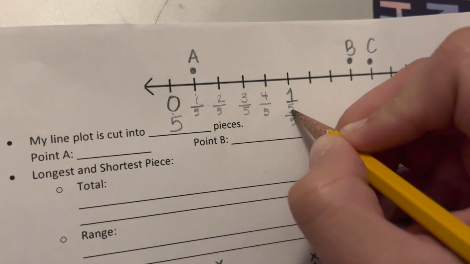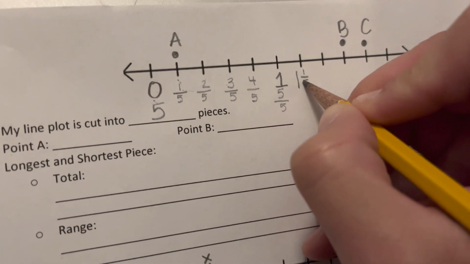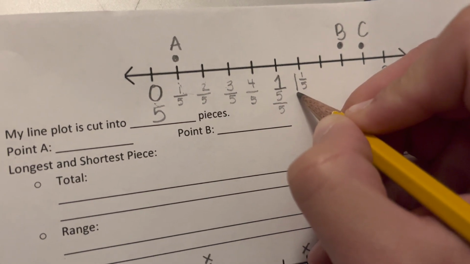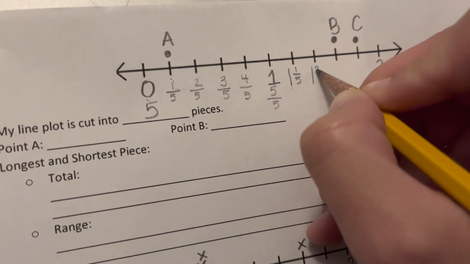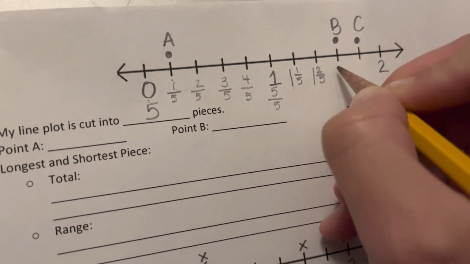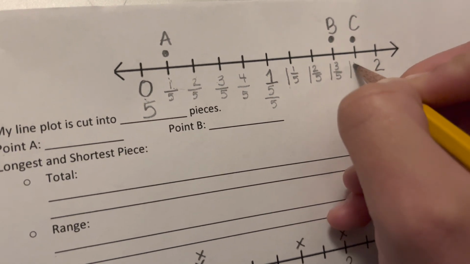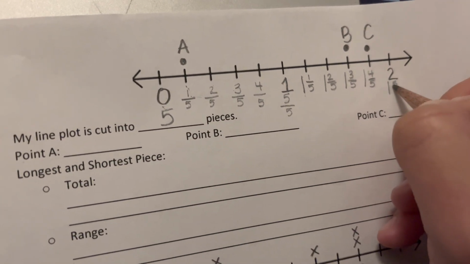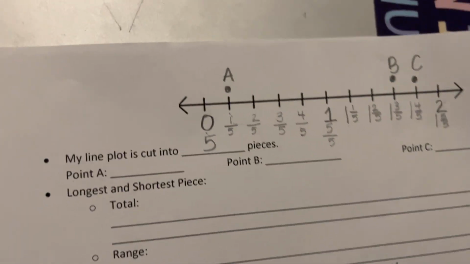If this is 1, then this right here would be 1 and 1/5. It's after 1, so you keep the whole number. And then it's the first out of 5 pieces. This is 1 and 2/5. This is 1 and 3/5. This is 1 and 4/5. This really would be 1 and 5/5, but 1 and 5/5 is the same as 2.